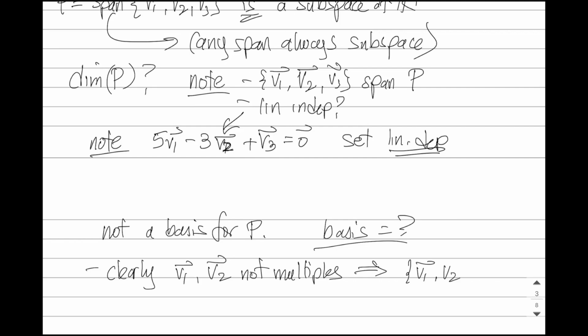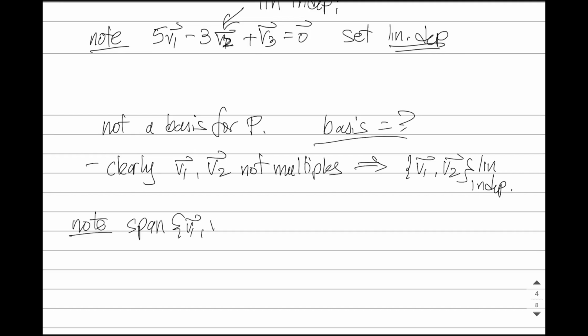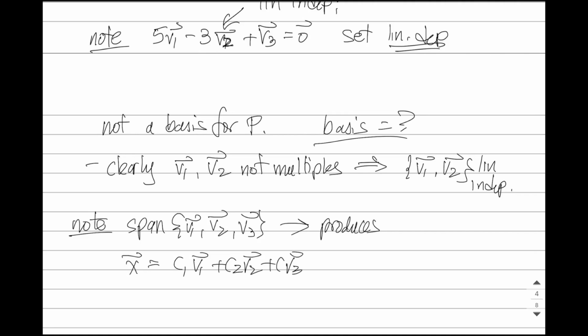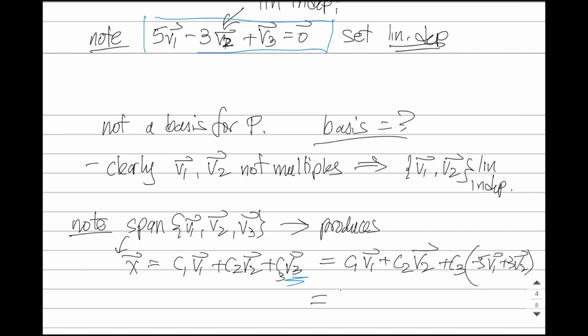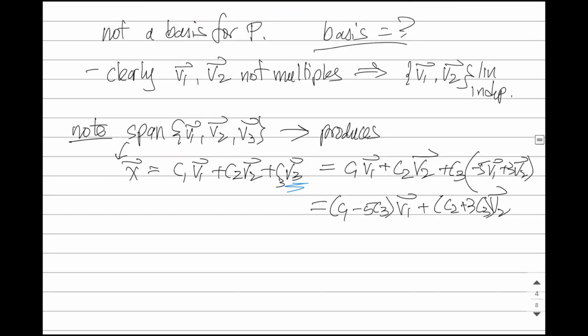Now note, if I take the span of any one of those 3 vectors from the ones I was originally given, it produces vectors that look like this. Some bunch of V1, some bunch of V2, some bunch of V3. But I know that there is this dependence relationship. I could, for example, take V3 and isolate it. Any vector that I would form in this way could be written as follows: minus 5V1 plus 3V2. And that means any generic vector X could then be C1 minus 5C3 bunches of V1 and C2 plus 3C3 bunches of V2. That's just some bunch of V1. That's just some bunch of V2.